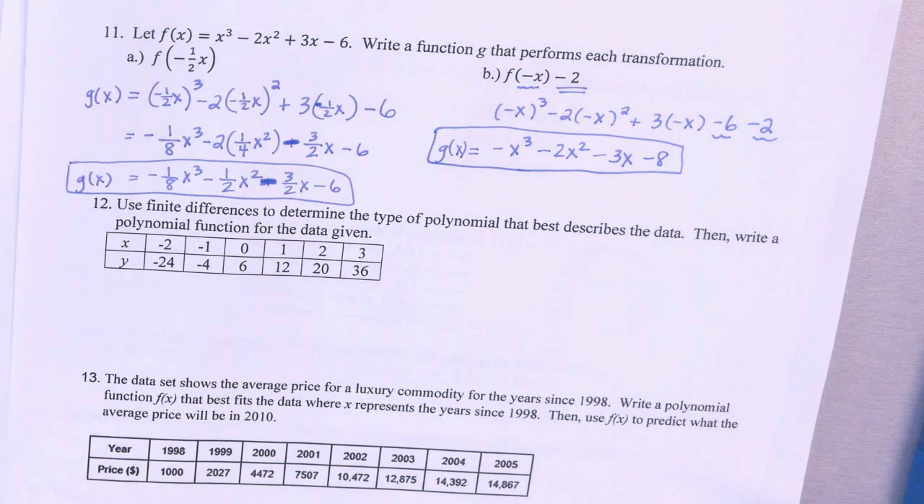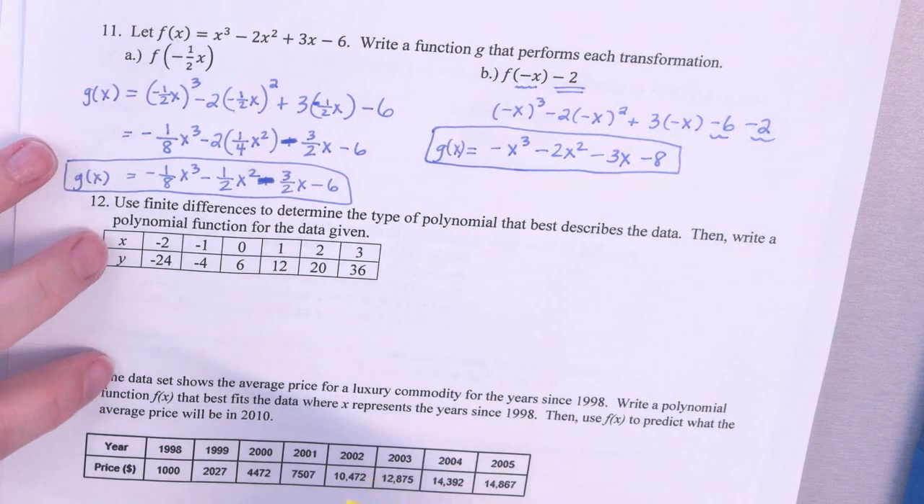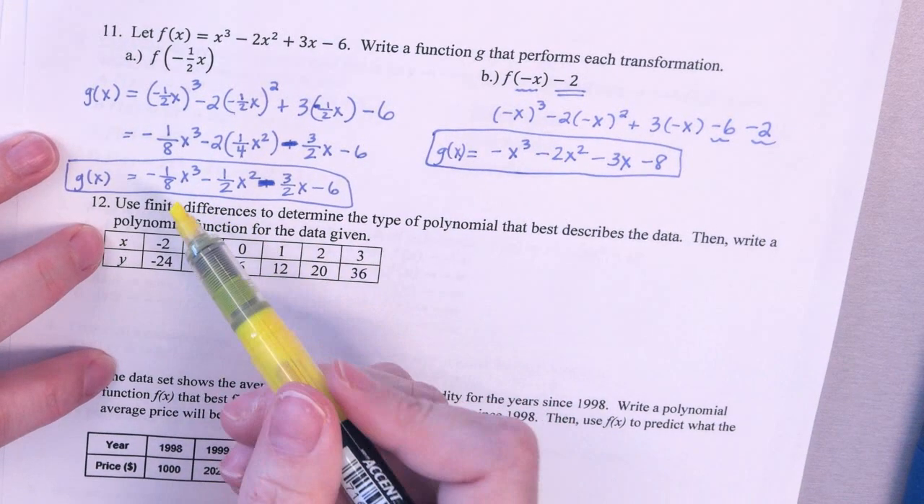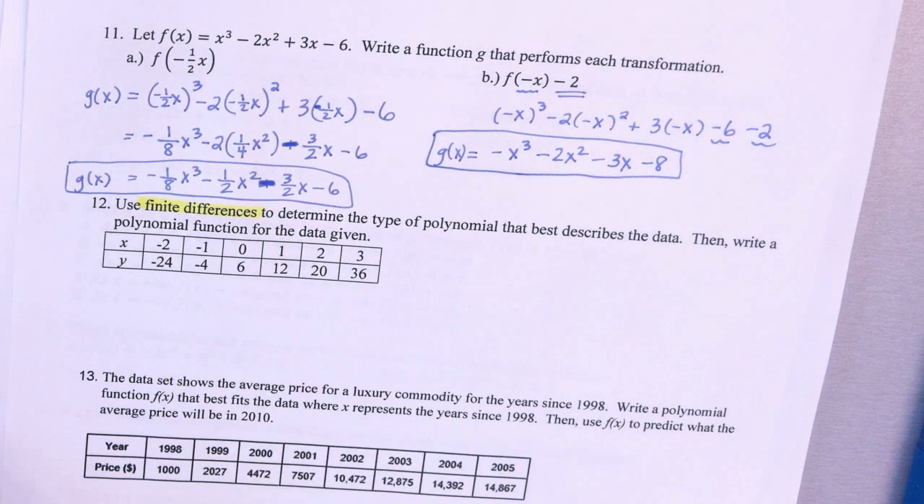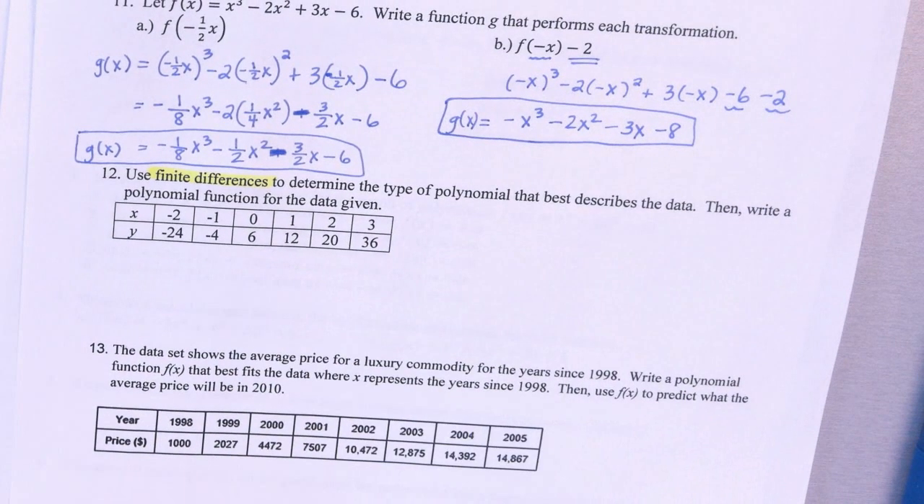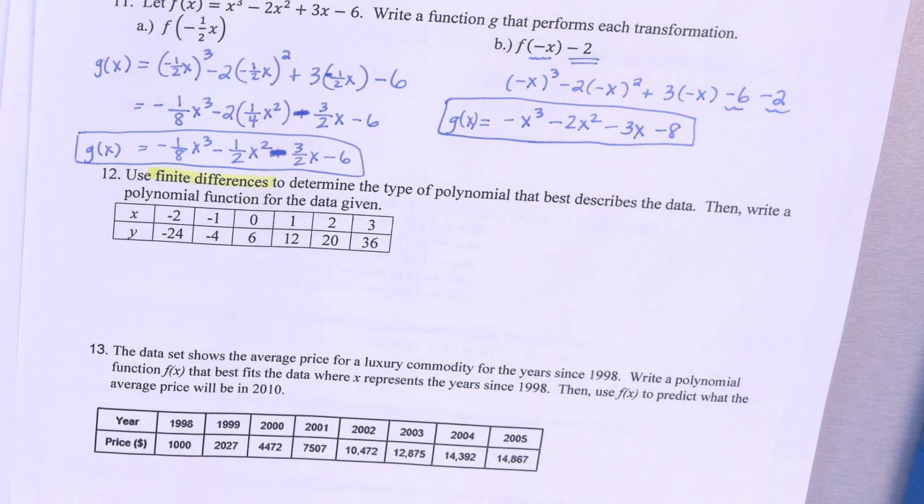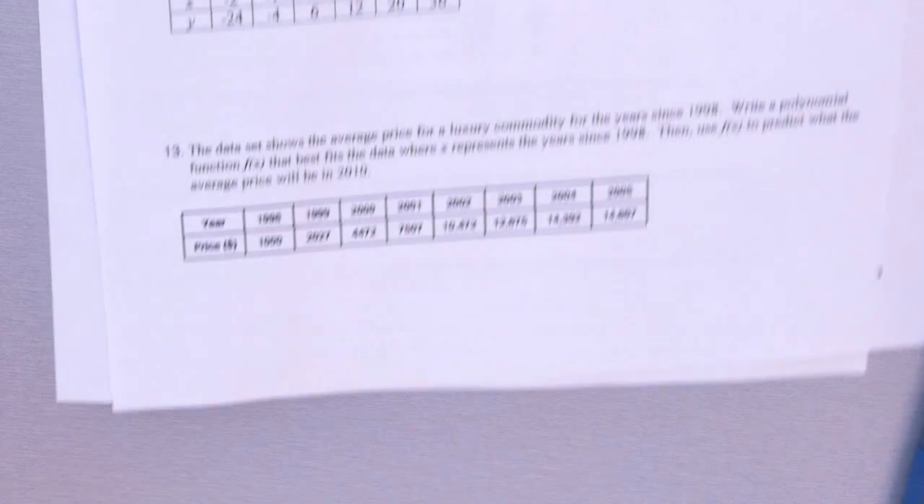Then let's go to number 12. So number 12 says to use finite differences, okay, to determine the type of polynomial that best describes the data. Then you will write a polynomial function for the data given. So if it says that you have to use the finite differences, I need to see you finding the finite differences, okay? I'm going to show you my work for that.